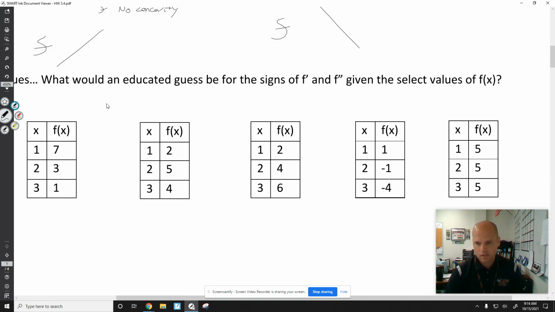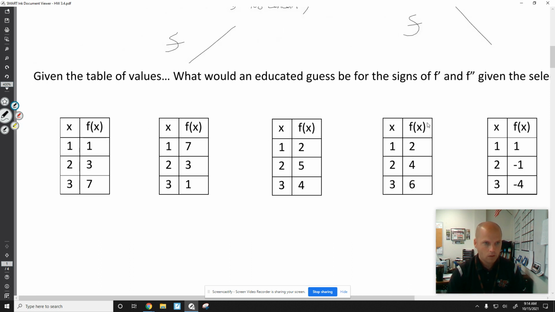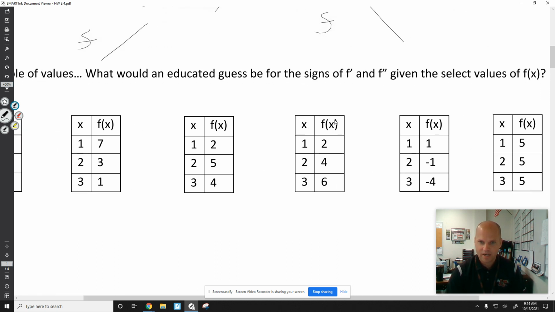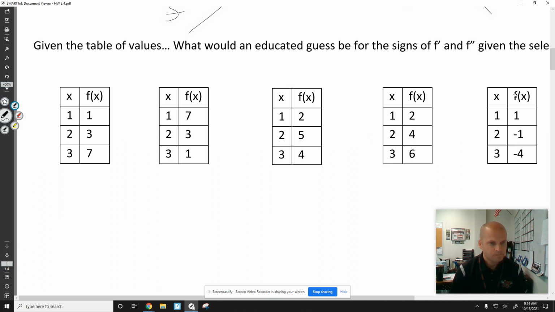All right, you're going to see something like this on your test, maybe on your quiz. Given the table of values, what would be an educated guess for the signs of f prime and f double prime? Okay. Well, let's look. F is increasing. Okay, I'm going to start here, and I'm going to say f is increasing. Okay, cool. That means f prime is positive. I'm halfway there. F prime, positive.